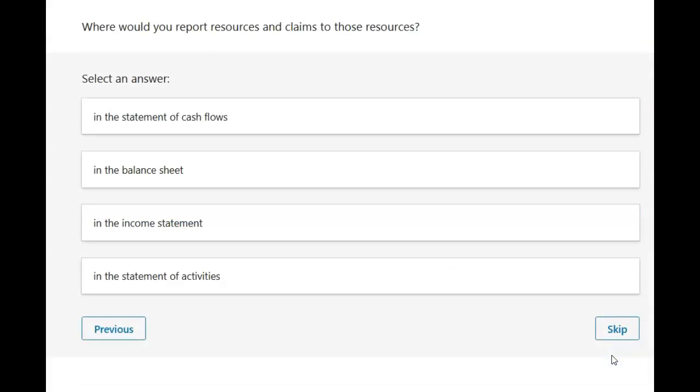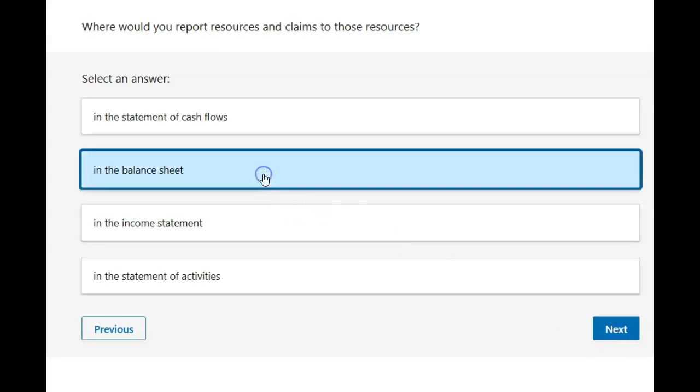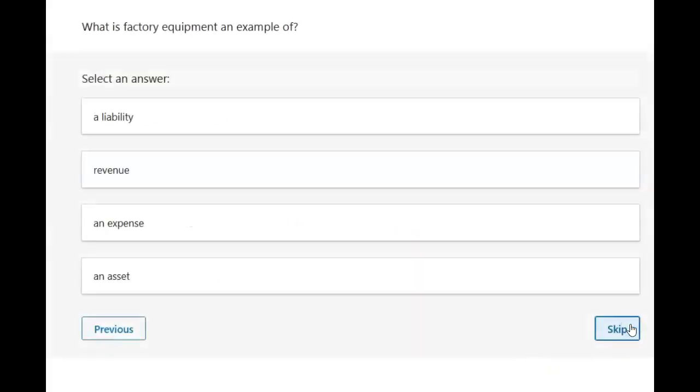Where would you report resources and claims to those resources? Okay, resources is another word for assets. Claims on them represent who has claims to the assets. That either falls in the camp of liabilities or equity, owner's equity, right? So we're really talking about the accounting equation, assets equal liabilities plus equity. So this all appears on the balance sheet. What is factory equipment an example of? Well, that's a long-term asset, so we have to choose an asset.